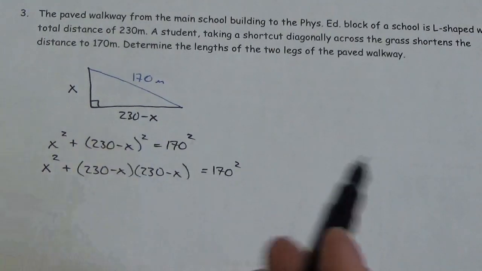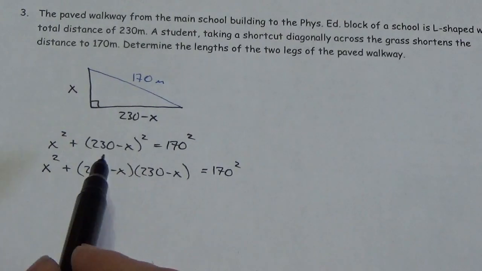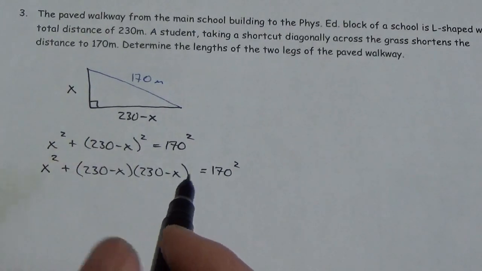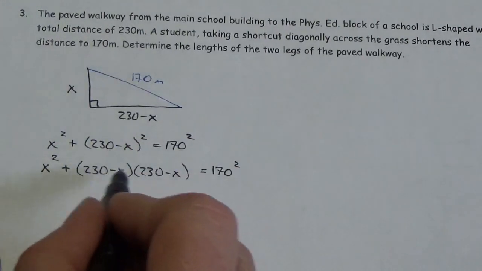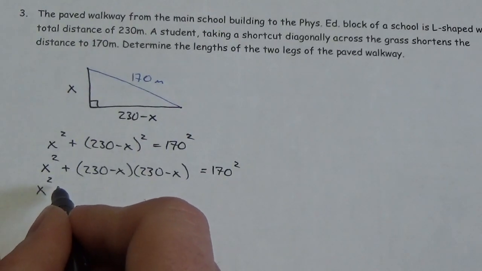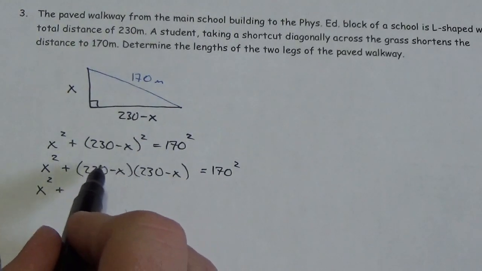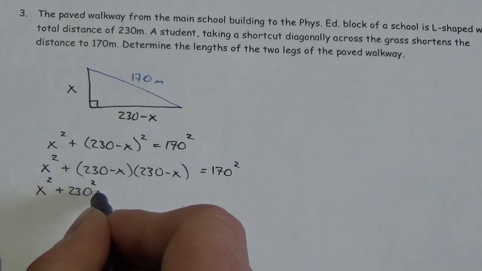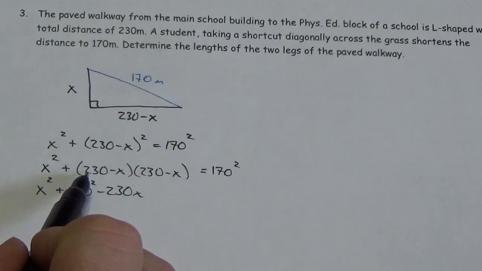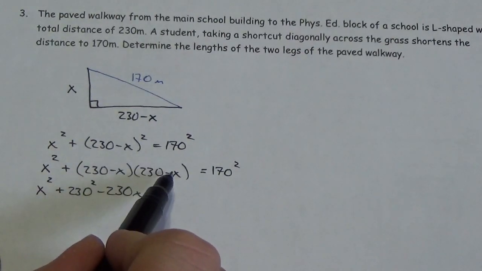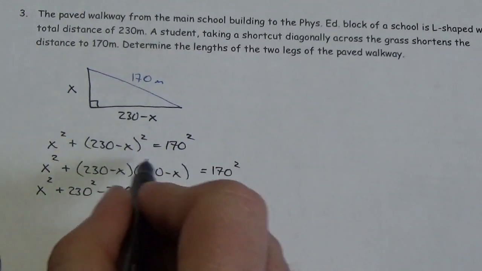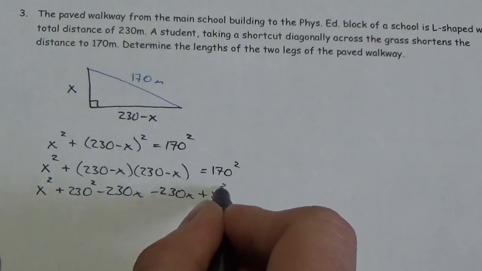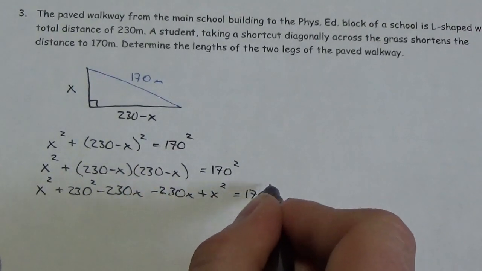Exponentiation doesn't distribute over subtraction. If these two were multiplied together, that would work. But because there's a subtraction there, it doesn't work like that. And so what we need to do is put the two binomials multiplied together. And then we're going to distribute the 230 to both of those terms. So I will end up with 230 squared minus 230x when I distribute the 230 to this 230 and then to this negative x. And now I'm going to take this negative x and distribute it to get negative 230x plus x squared. And this will equal 170 squared over here.